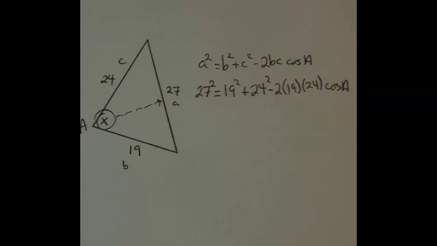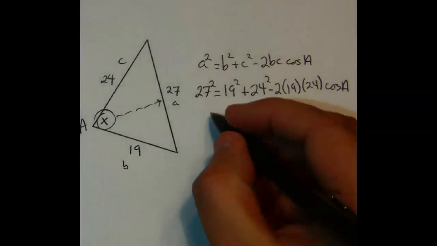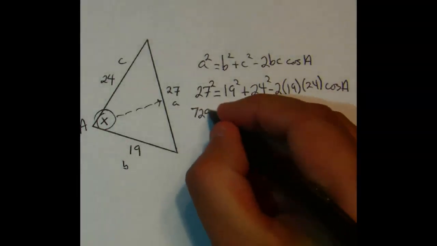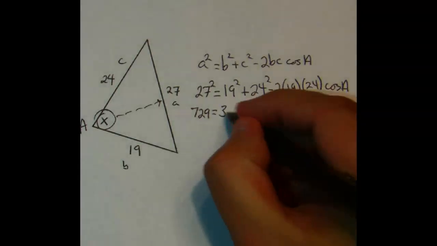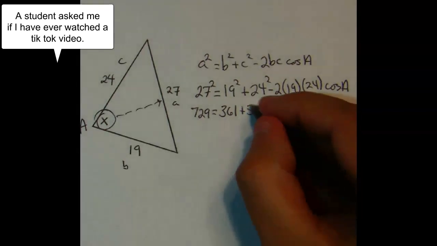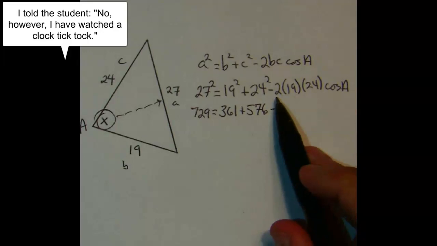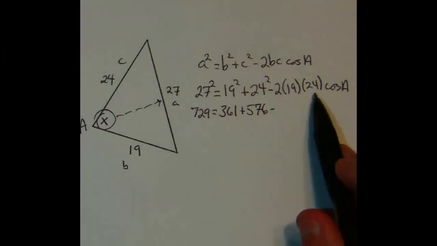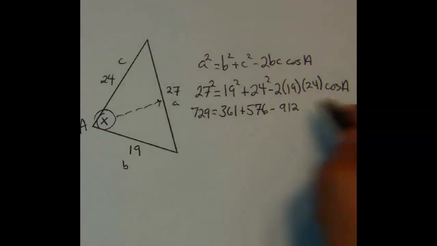All right, now let's put this in our calculator. 27 squared is going to give us 729. 19 squared is 361. 24 squared is 576. Now let's multiply 2 times 19 times 24. That should give you 912 cosine A.